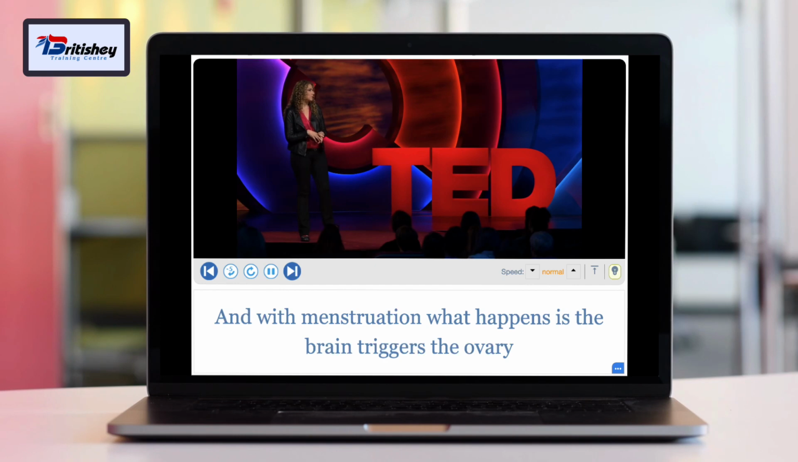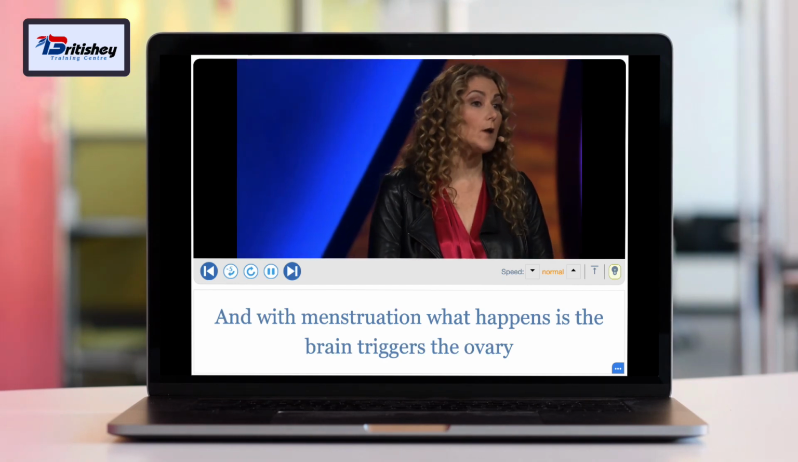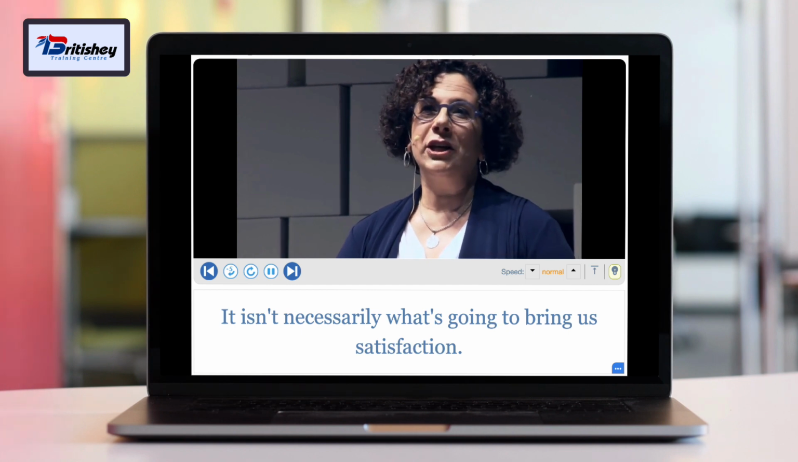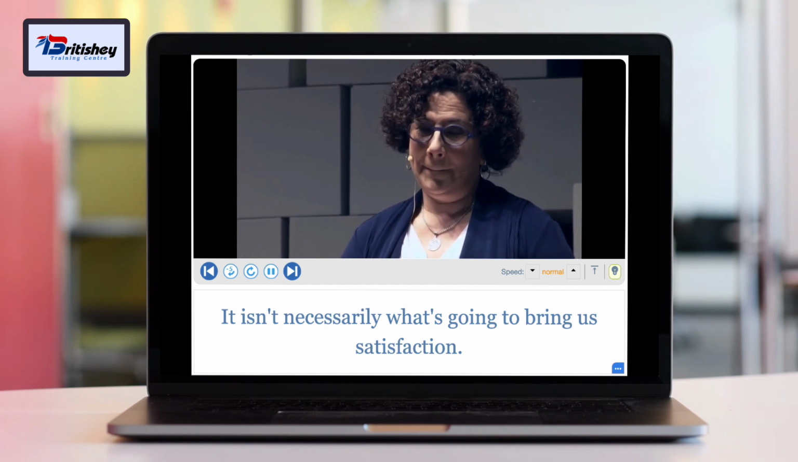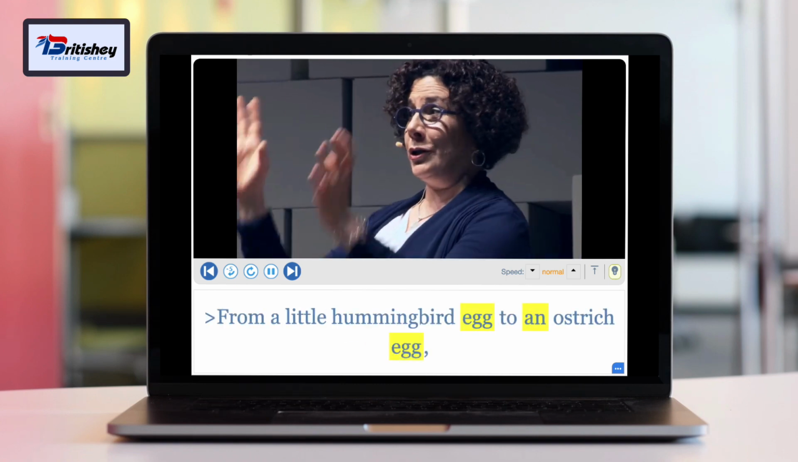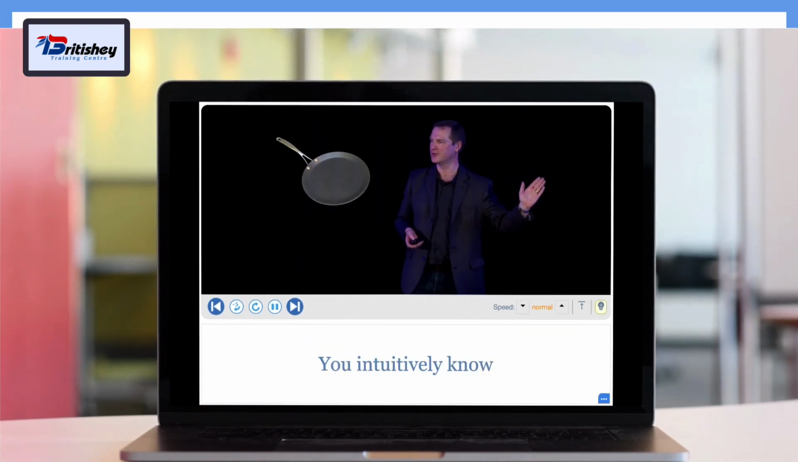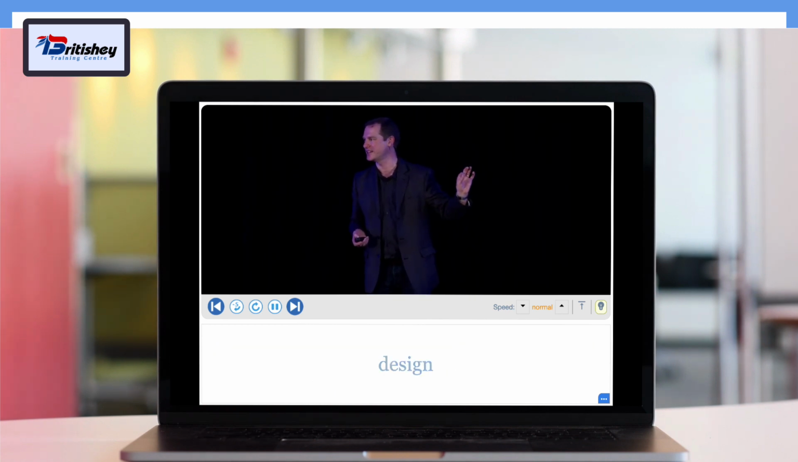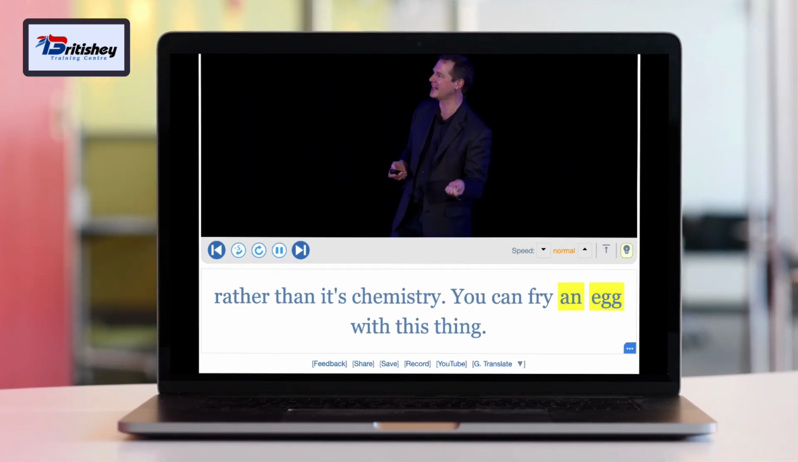And with menstruation, what happens is the brain triggers the ovary to start producing an egg. It isn't necessarily what's going to bring us satisfaction. Think of an egg, if you will. From a little hummingbird egg to an ostrich egg. You intuitively know that there are things you can do with that that are associated with its design rather than its chemistry. You can fry an egg with this thing.